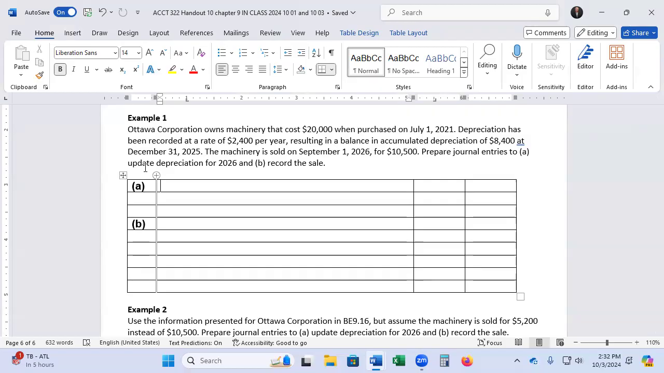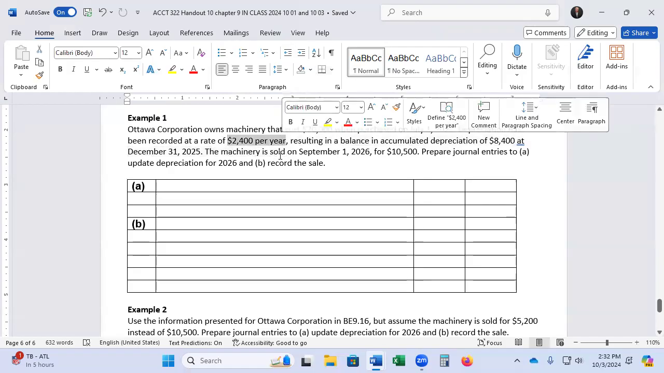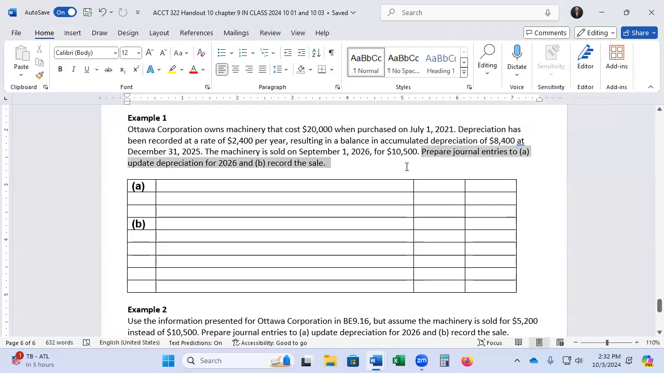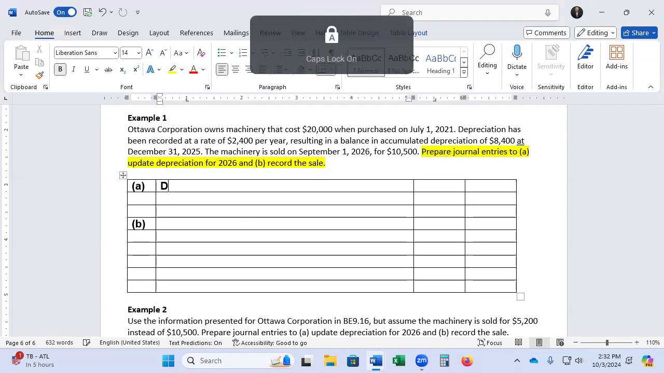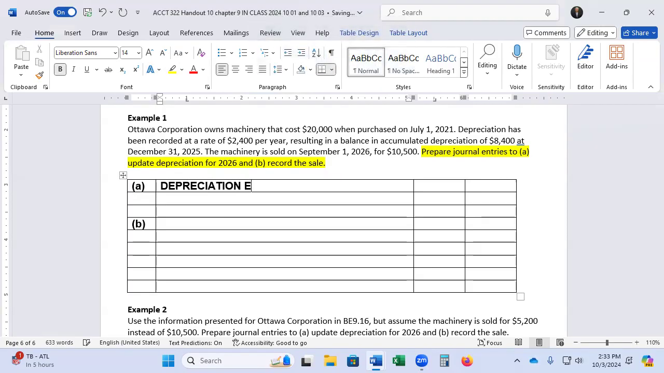Okay, so it says it owns machinery that cost $20,000 when purchased in 2021. They've been recording depreciation at a rate of $2,400 per year, and they'd like us to prepare journal entries to update depreciation and record the sale. So the depreciation entry is pretty straightforward: depreciation expense and accumulated depreciation for our machinery.